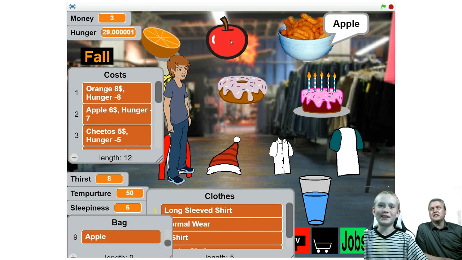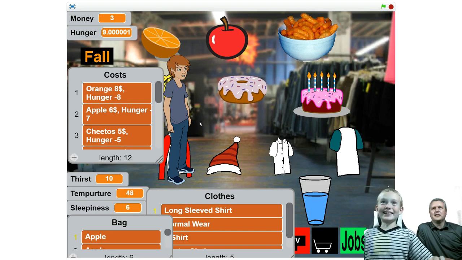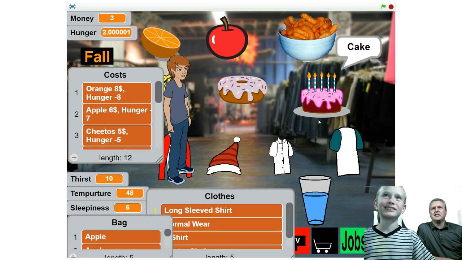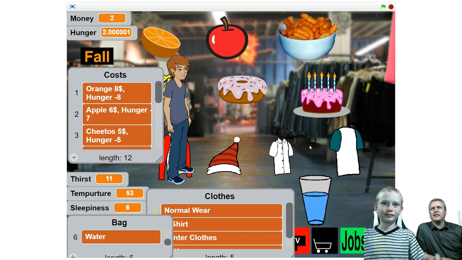I did healthier ones. An apple a day keeps the hunger away. I did healthier ones to be like better. Now you're almost out of money. Oh boy. Hovering at 2 money.